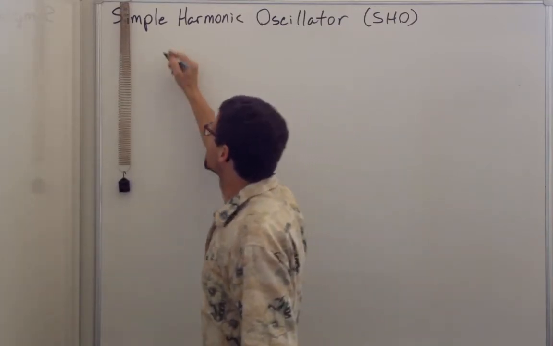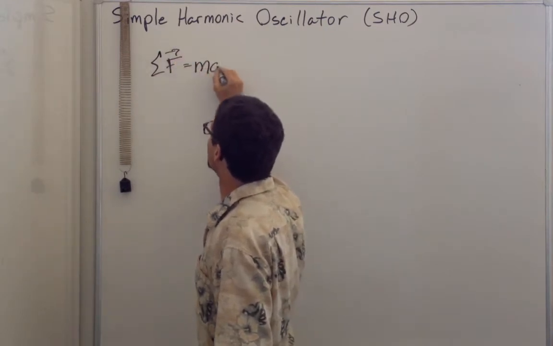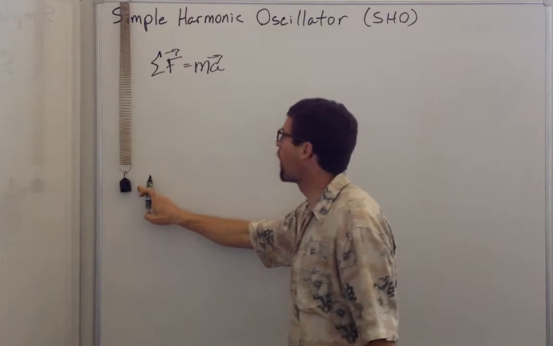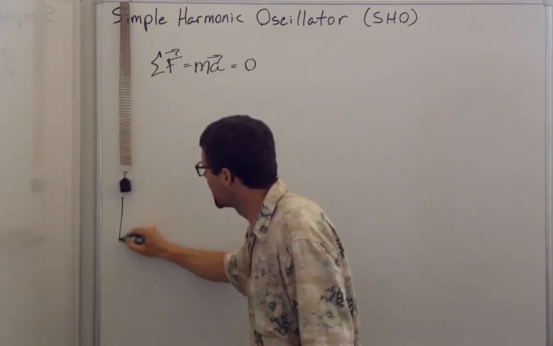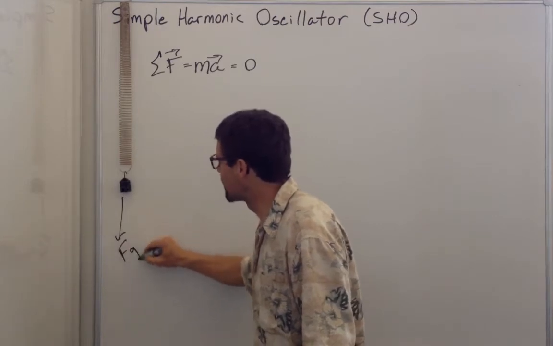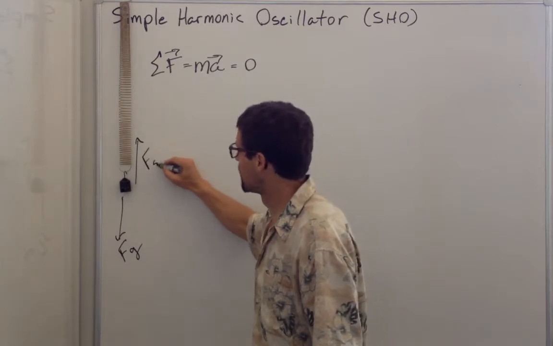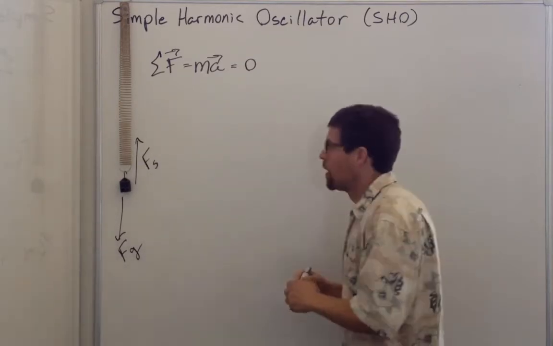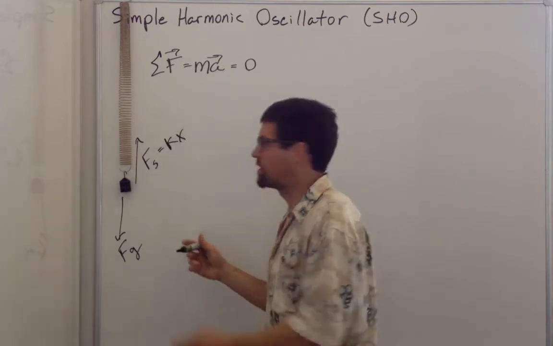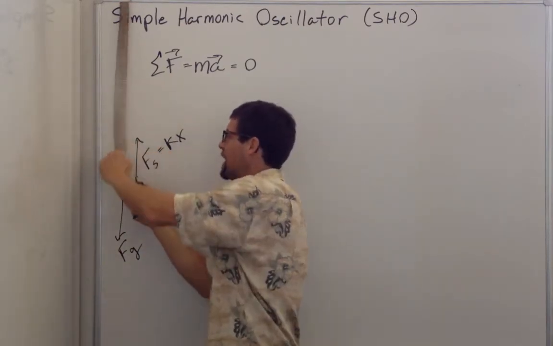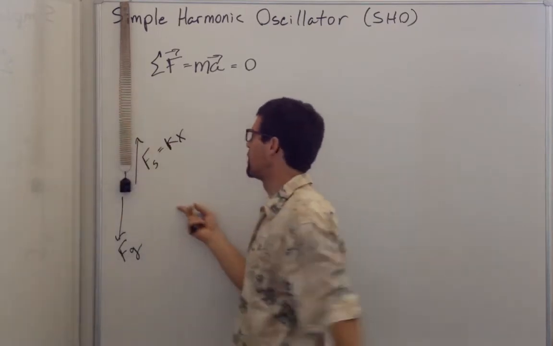So we say dynamics. We know the vector sum of the forces must be equal to mass times acceleration. At this point, we're in equilibrium, the acceleration is zero. So what does that mean? It means the force of gravity pulling down and the tension in the spring must be equal and opposite. And so sure, the tension in the spring is k times x. What's x? x is that change in length from its relaxed position to the extended position.